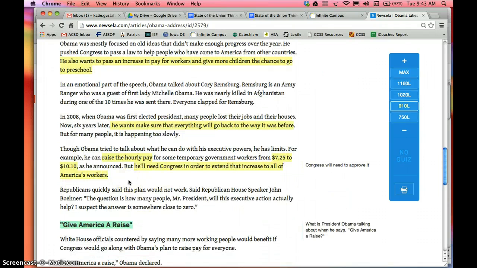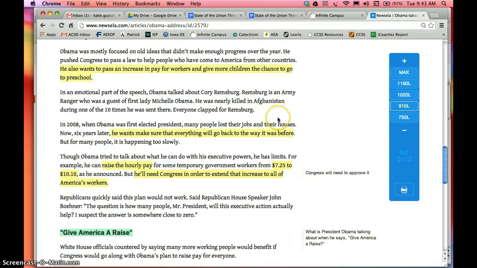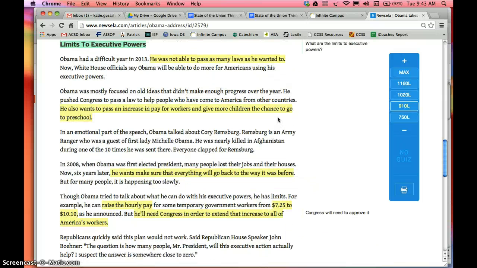Though Obama tried to talk about what he can do with his executive powers, he has limits. For example, he can raise the hourly pay for some temporary government workers from $7.25 to $10.10, as he announced, but he'll need Congress in order to extend the increase to all of America's workers. Now I have an answer to my question. What are the limits to executive powers?